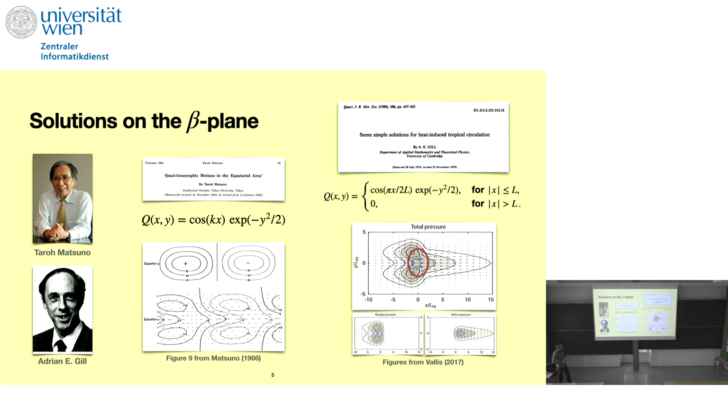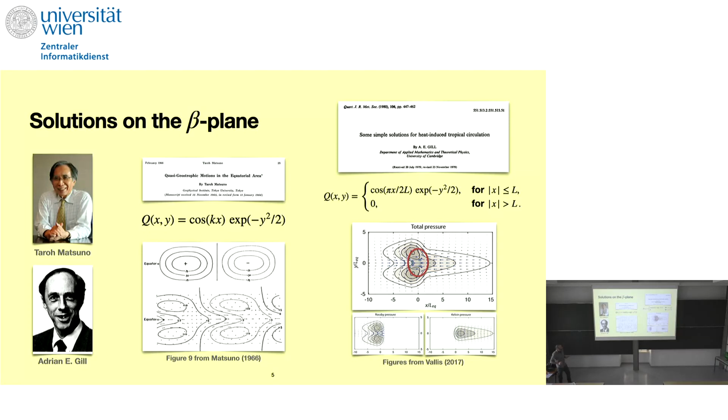So Matsuno solved the problem on the infinite equatorial beta plane with this forcing, where the zonal part of the forcing is indeed a single Fourier mode, and he solved it with respect to a periodic zonal domain. And the meridional part of the forcing was a Gaussian, which importantly corresponds to the geopotential height of a Kelvin wave solution of the free problem. And so this is the forcing Matsuno considered, and this is his response.